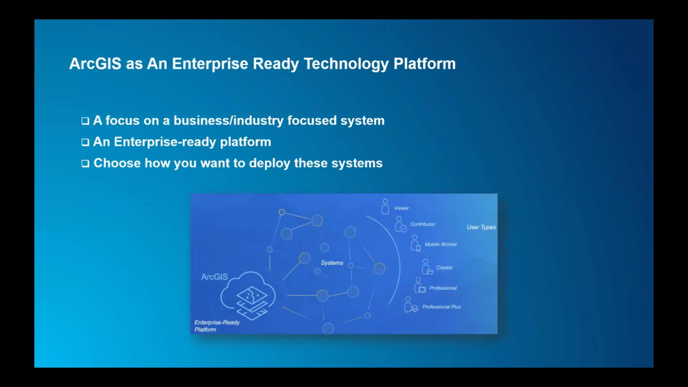Another reason for the change is that we want to expose your customers to ArcGIS as an enterprise-ready platform. What Esri is doing today is focusing on a business industry-focused system. Therefore, ArcGIS is being positioned, as I mentioned, as an enterprise-ready platform. On top of that enterprise-ready platform, Esri is really designing, implementing, and operating different business systems. And the way we are accessing the systems is through these user types.